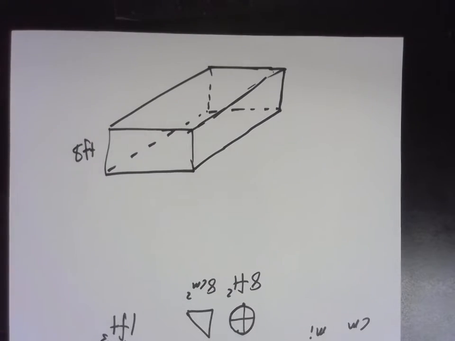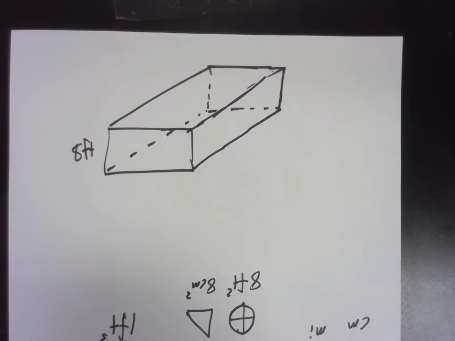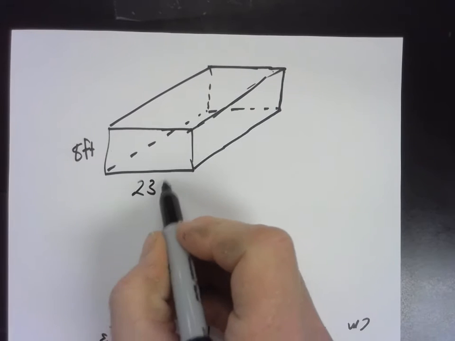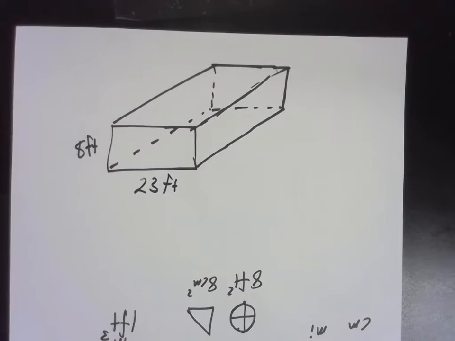Let's see, that's 15 right there. I don't think my tape is long enough to do the whole thing. Okay, that's 8, so we know 23. So we got 23 feet wide, and then we need to know the length of our room.